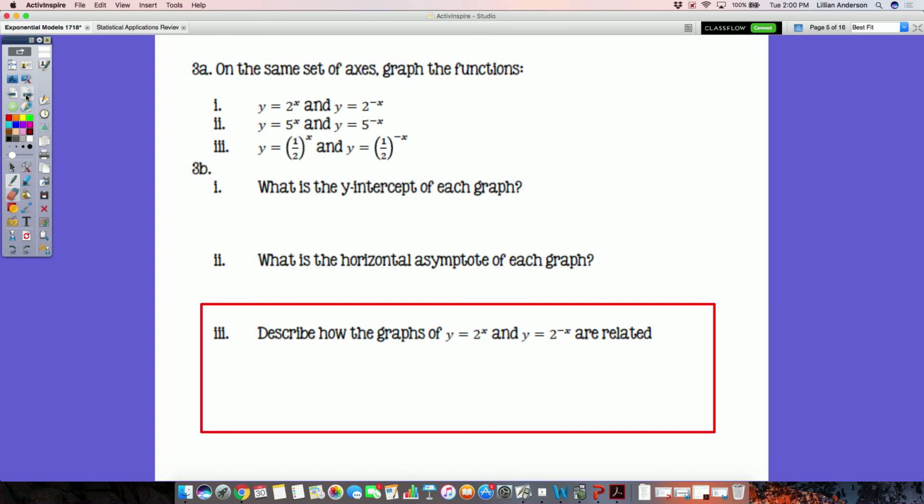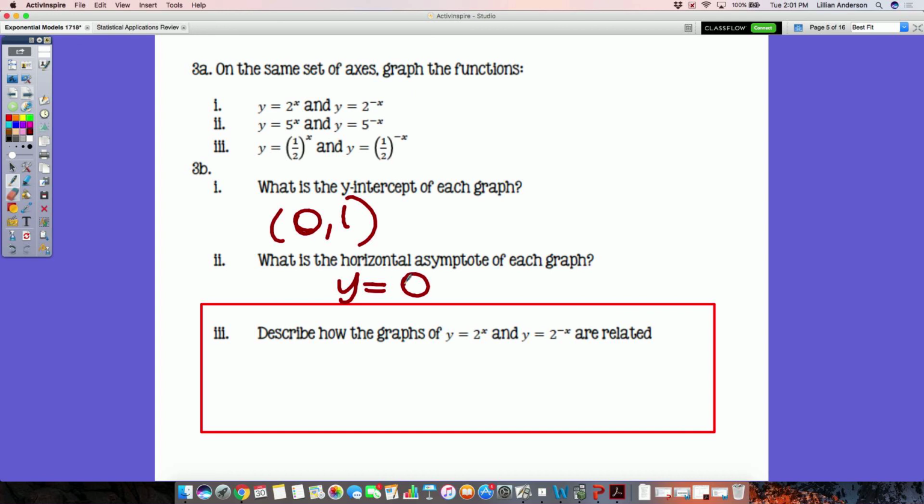Then I had you graph these: 2 to the x, 2 to the negative x, 5 to the x, 5 to the negative x, and so forth. What was the y-intercept of each graph? 0, 1. And what was the horizontal asymptote of every single one of these? Y equals 0. Yep. So then what was the difference between them?